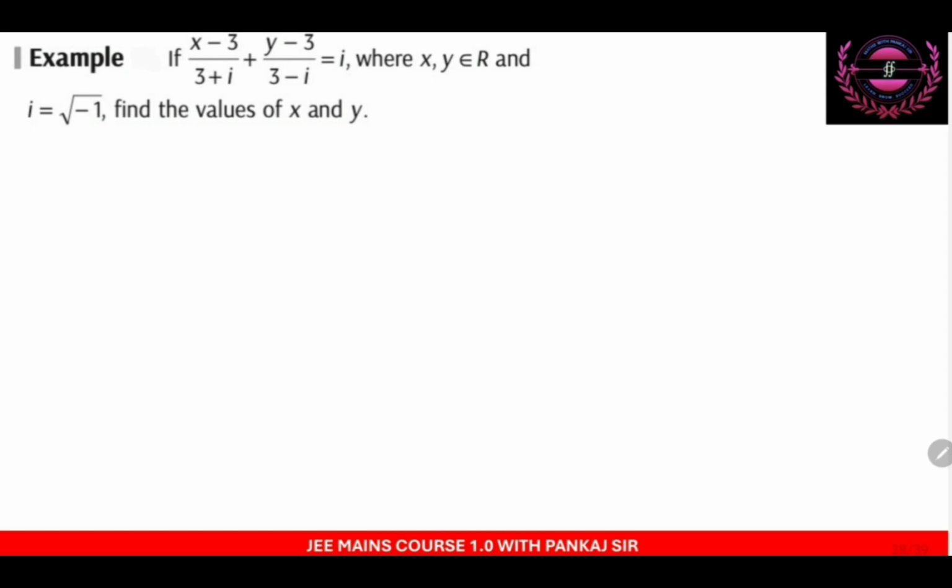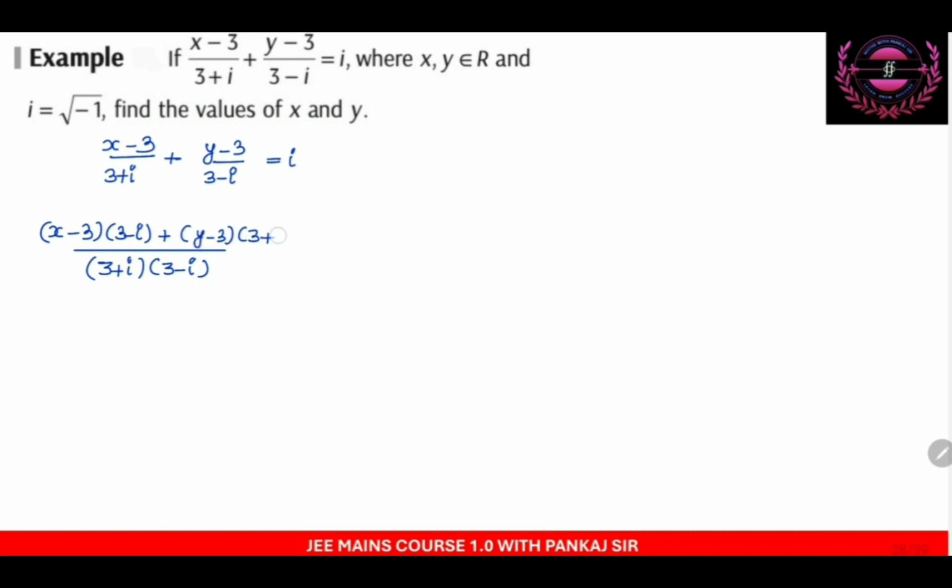Okay, so read this question. It is given (x - 3) upon (3 + i) plus (y - 3) upon (3 - i) is i. If I take LCM, then this can be written with denominator (3 + i)(3 - i). Try to solve this by yourself, and I will write (x - 3)(3 - i) + (y - 3)(3 + i), which is equal to i. That is given. This value I know, (a + b)(a - b) is a square minus b square, which is 9 minus i square, 9 minus minus 1, which is 10.